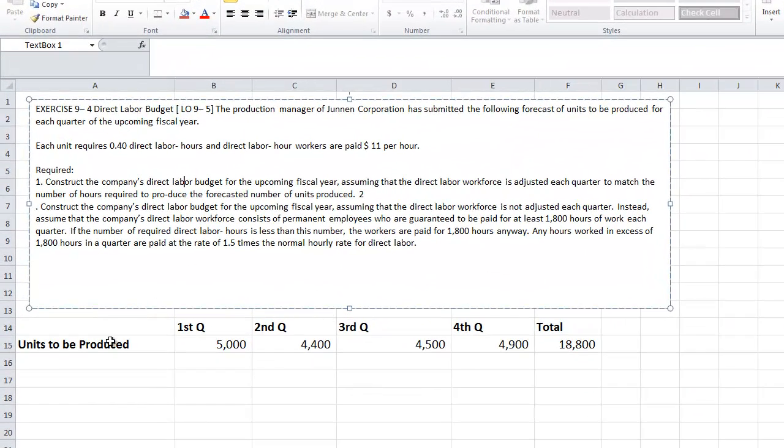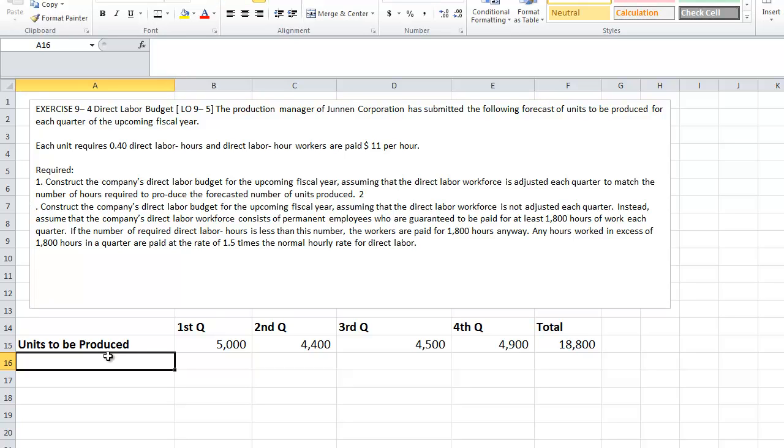Now, I understand that this was not assigned as homework, but I'm going to go over it because it's the only remaining missing budget that we have here. Exercise 9-4 is a direct labor budget. So now we've done cash collections, production, direct material, and now we need direct labor.